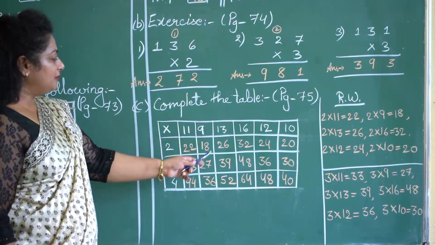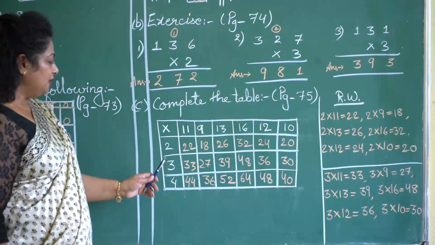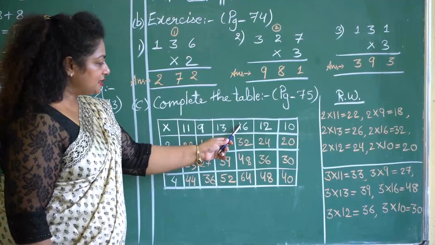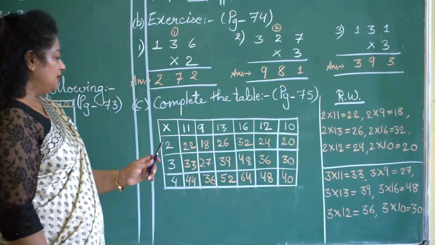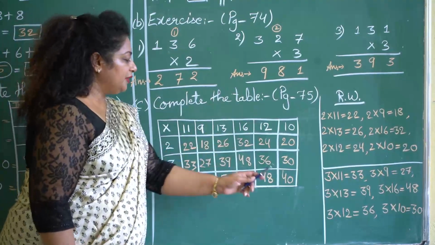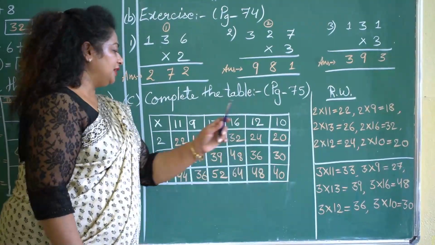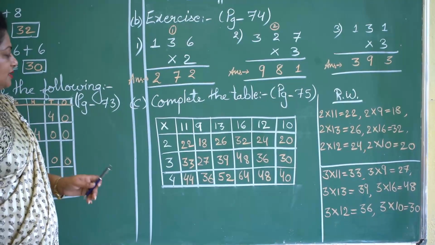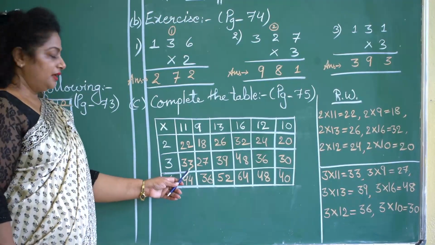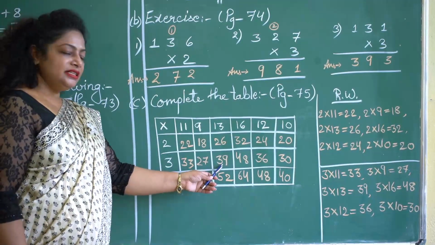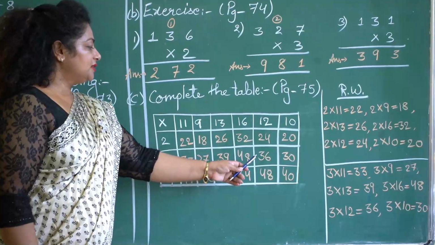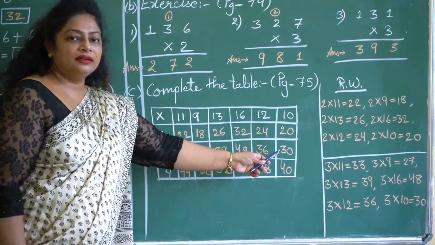3 multiplied by 13 will give you 39. 3 multiplied by 16 will give you 48. 3 multiplied by 12 will give you 36. And 3 multiplied by 10 will give you 30. So the answers we got are 33, 27, 39, 48, 36 and 30.